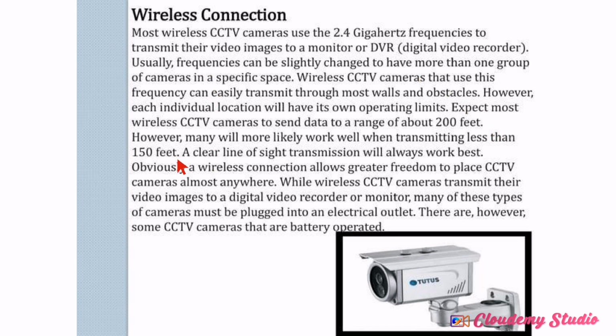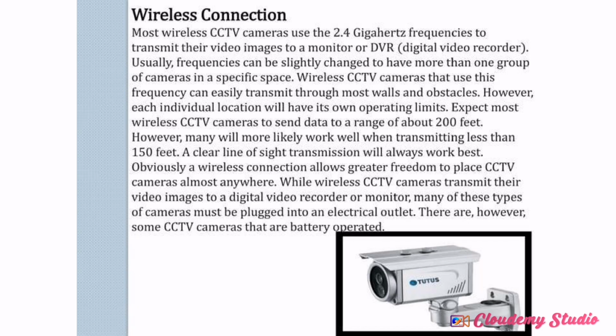Then a clear line of sight transmission will always work best if you maintain this range, 150 feet and below, not going up to 200 feet. Then most of the cameras won't transmit good quality video to the DVR going to the monitor or the screen, and even the signal quality as well as the speed is going to reduce because of the distance.